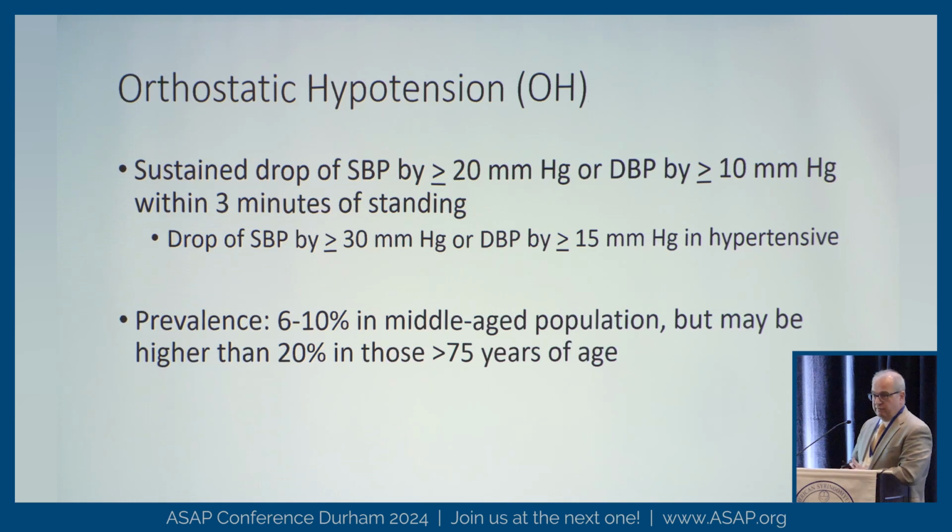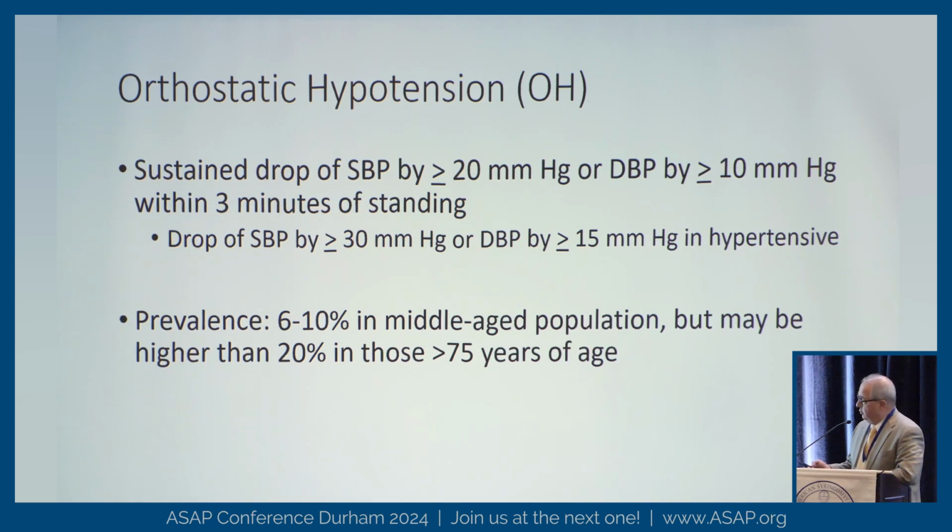What is the definition of orthostatic hypotension? This is accepted by everybody. Basically, it's a sustained drop. Sustained usually is 3 to 5 minutes, if you want to know about it, by more than 20 millimeters of systolic blood pressure or diastolic blood pressure by more than 10 millimeters within 3 minutes of standing. If you have a baseline of hypertension, the criteria is a little bit looser, and we allow 30 millimeters of drop before we diagnose you with orthostatic hypotension.